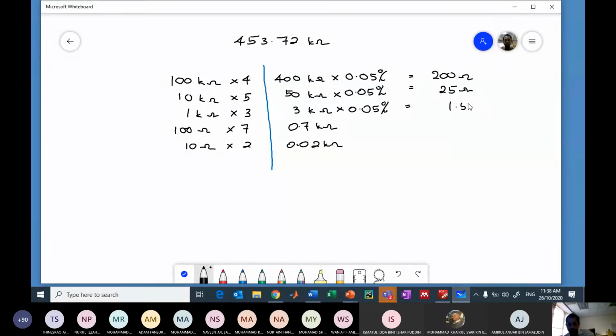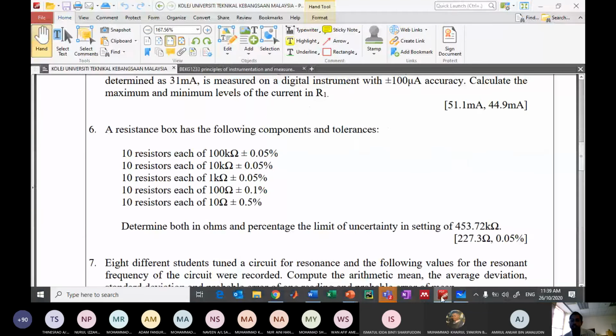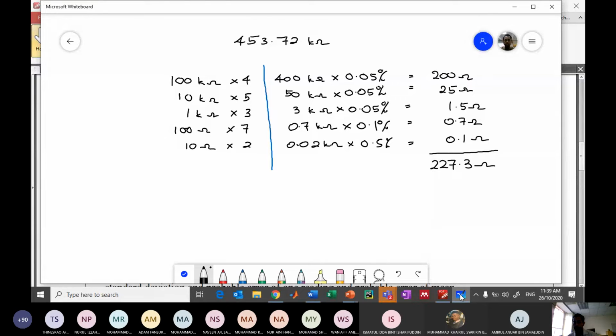1.5 ohms. And then this one is multiplied by 0.1%, so it should be 0.7. And then this one times 0.5%, so I'm going to get 0.1 ohms. Now I add them all together. The total is 200, 225, 226.5, 227.2, 227.3 ohms. Is it the same answer? Yeah, same answer. So this is the error in terms of absolute numbers.